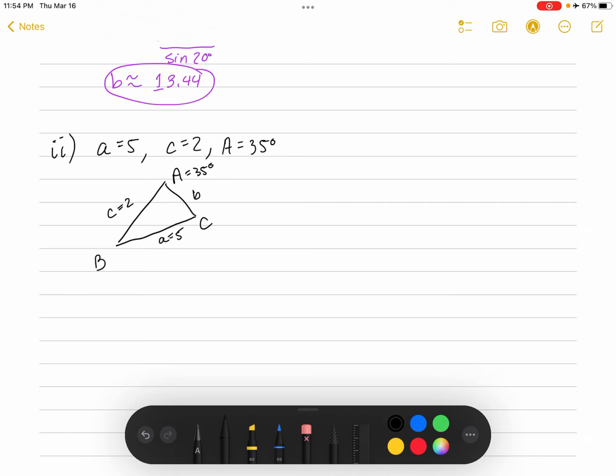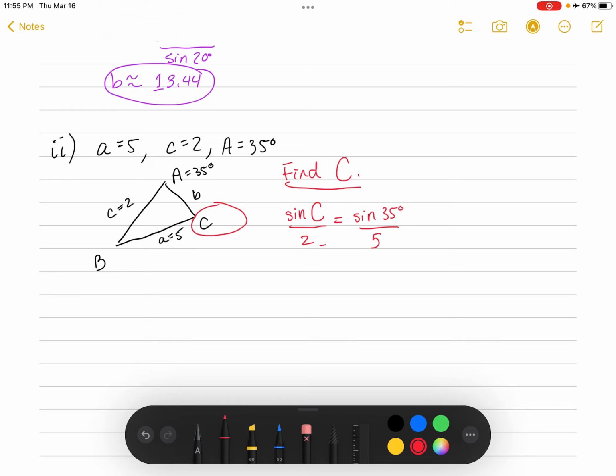So what we could do is find big C, because if you think about it, I have big A, little a, and little c. I have those three, so that allows me to find big C using the law of sines. So let's find big C. The sine of big C over little c, which is 2, is equal to the sine of big A, which is 35 degrees, over little a, which is 5.